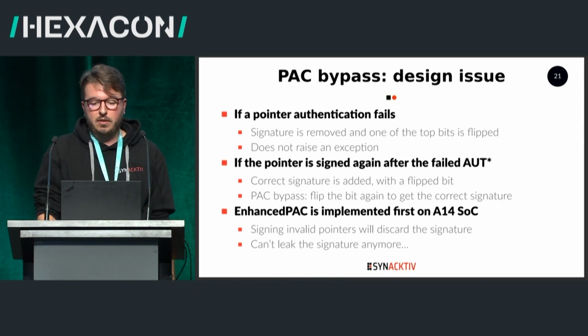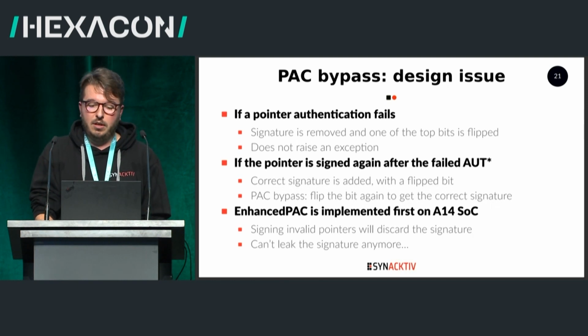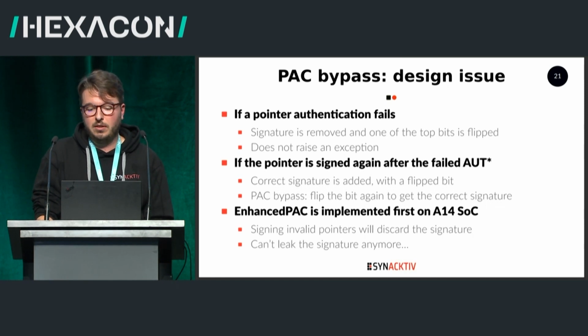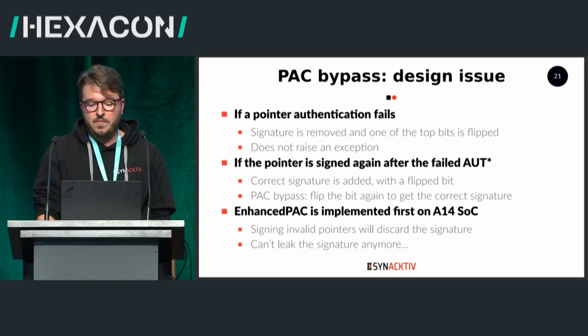And after this pointer authentication failed, if the pointer was signed again, then the processor would add the correct signature to the pointer with just one bit flipped. Then an attacker just has to flip this bit to sign arbitrary pointers. But now, since the A14 processor, Apple implemented enhanced pac, and now signing an invalid pointer will totally discard the signature, so attackers cannot leak the signature anymore.